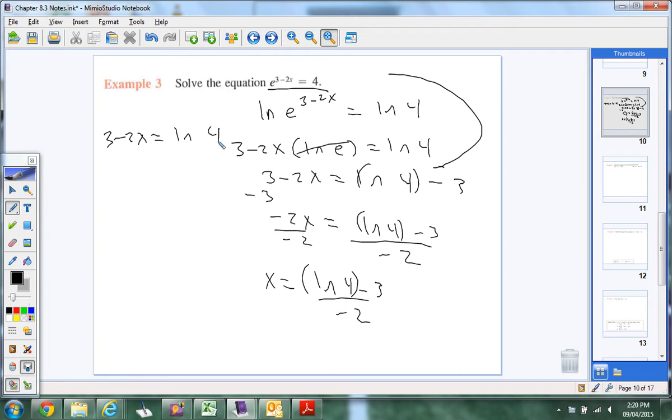But again, as you get further, they're not going to make it this nice on you. You're going to have other stuff here. So it's not going to be as interchangeable. That's good that you know that.